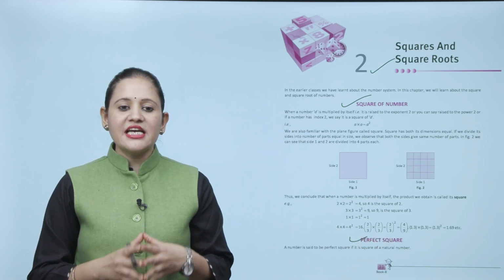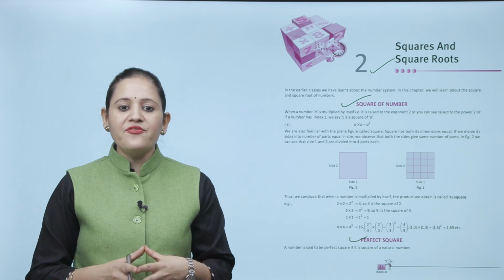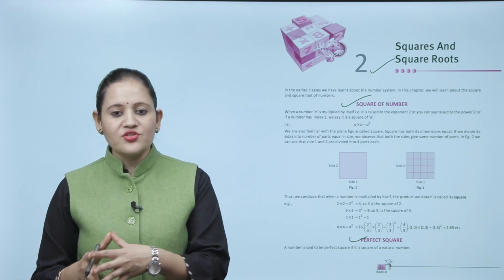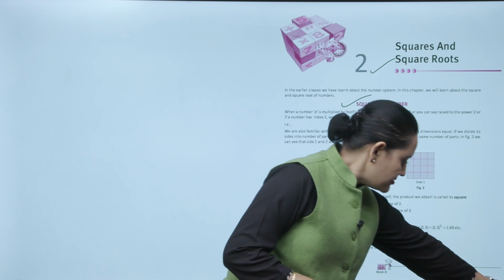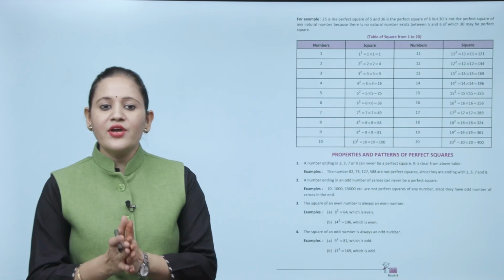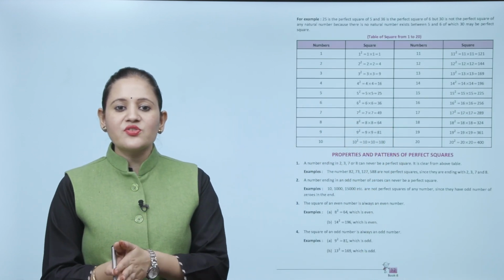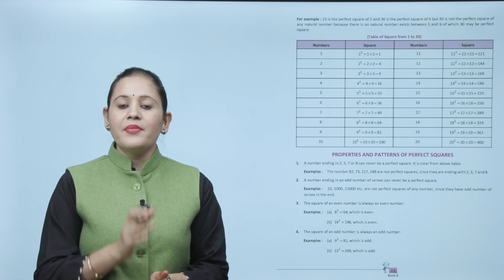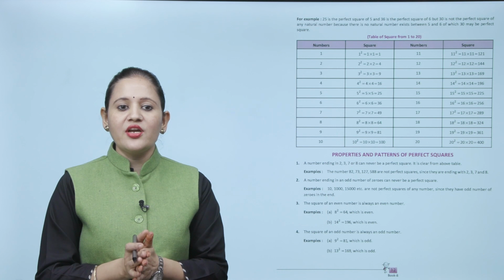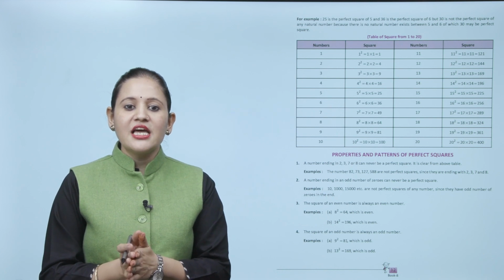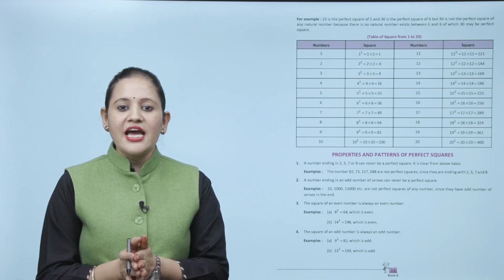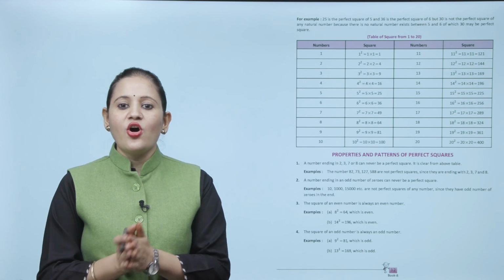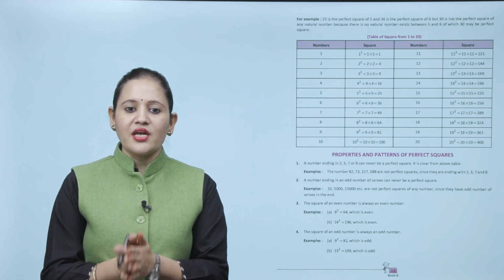Next, perfect square. A number is said to be a perfect square if it is the square of a natural number. For example, 25 is the perfect square of 5 and 36 is the perfect square of 6. But 30 is not the perfect square of any natural number because there is no natural number between 5 and 6 of which 30 may be the perfect square.